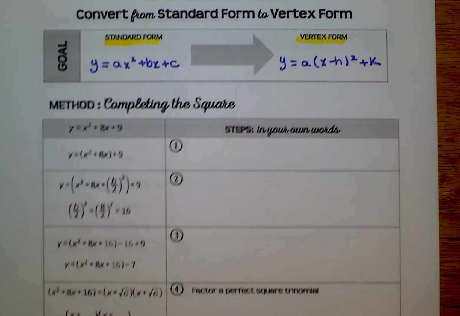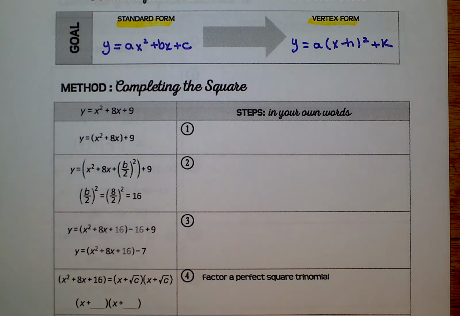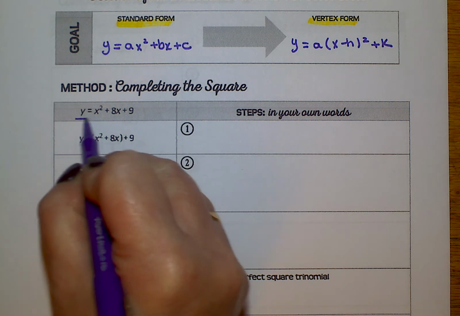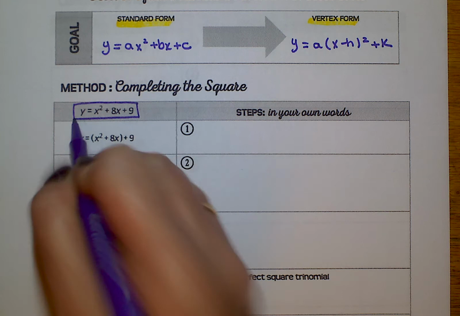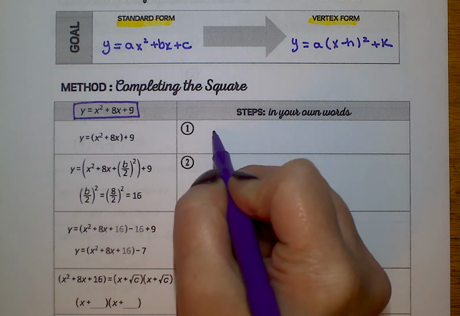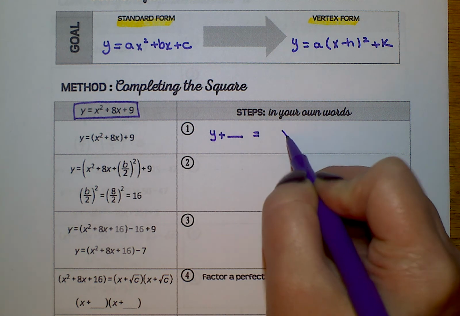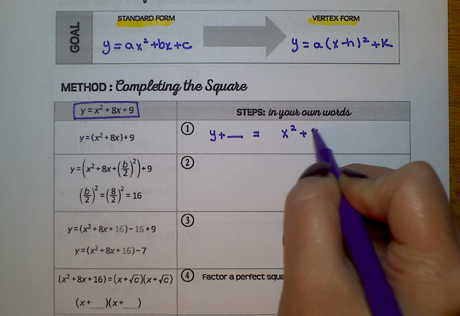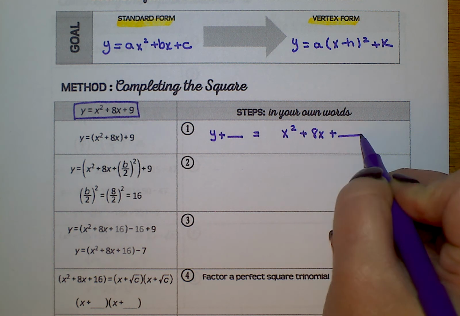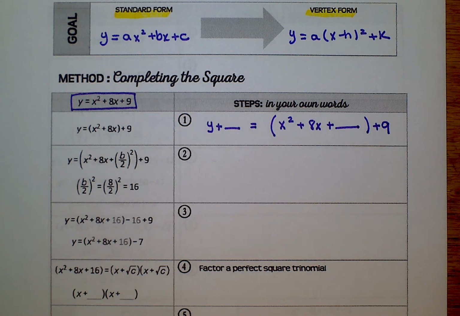Okay, now I'm going to go over here and work out the problem and show you what's happening. I'm just going to take this problem right here and remind you that you leave that constant hanging out. So if you'll just put y plus blank equals, put your x squared plus 8x plus blank, and then put that 9 outside, because I'm going to walk you through with the steps I mentioned.